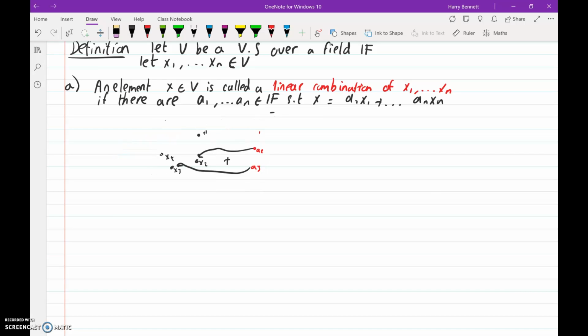So if I can find a set of a's and I can find a set of other x's in my vector space, add them all up, and I can get x, then we say it's called the linear combination of the other set of vectors.